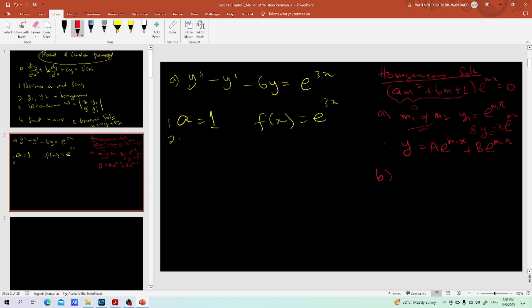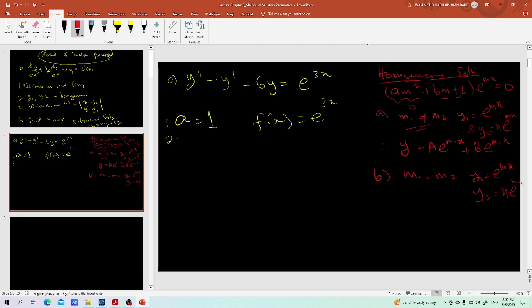Okay, and the second case is if m1 equals m2. The root is the same, so y1 we will have e mx, y2 we will have x e mx. Okay, so the general solution is y equals a plus bx times e mx.